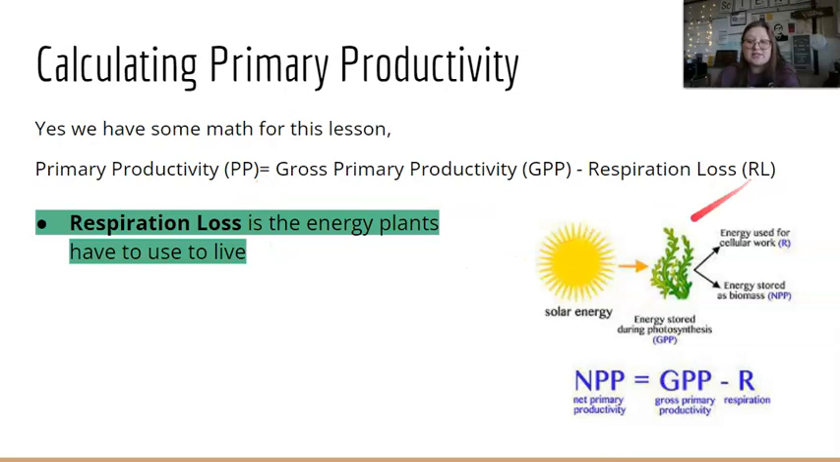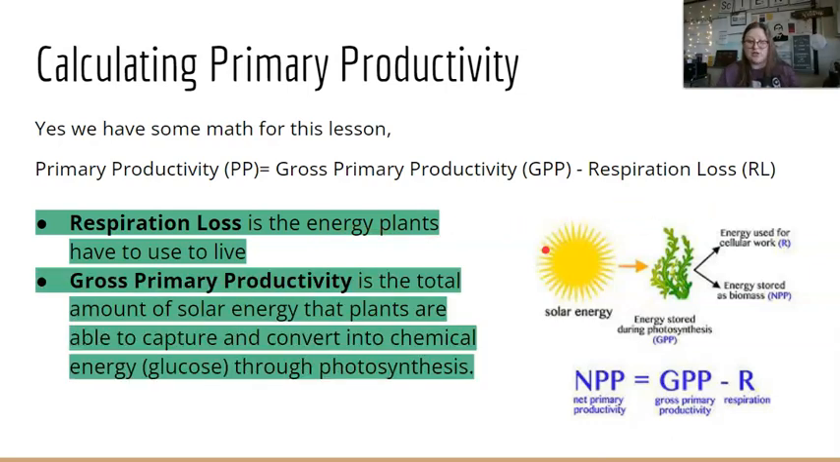So respiration loss, RL, is the energy that plants have to use to live. Even though plants are doing photosynthesis and bringing all this energy into an ecosystem, they also have to live themselves. Plants go through cellular respiration. They are able to make their own food. They create that glucose or whatever sugar they're making with photosynthesis, but then they have to use some of that sugar for cellular respiration to grow, reproduce, and live. So that's their respiration loss.